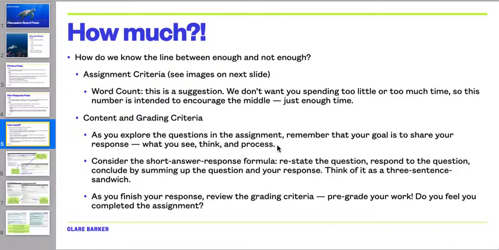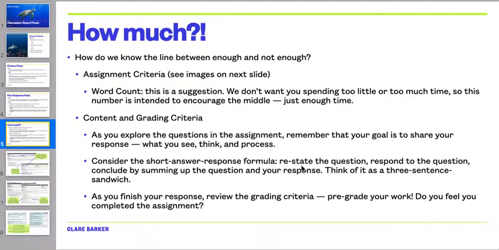As you explore the questions in the assignment, remember that your goal is to share your response. You're sharing what you see, what you're thinking about, and how you're processing that material. That's individual. It's going to look a little different for each person. And again, consider that short answer response formula. Restate the question, respond to the question, and sum it up. It's a great way to get those 3-sentence sandwiches in there.